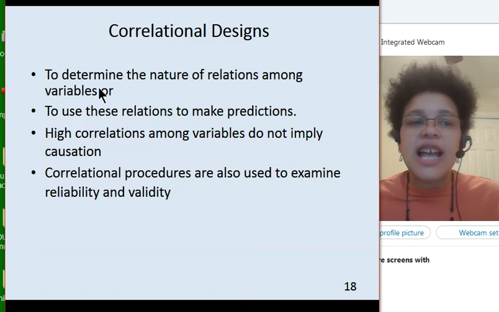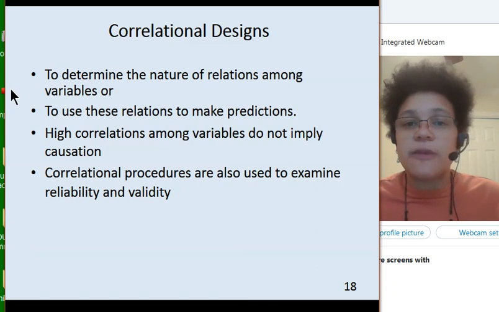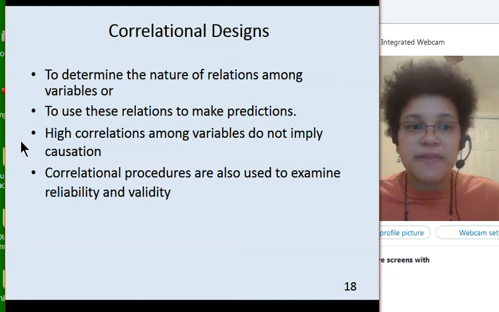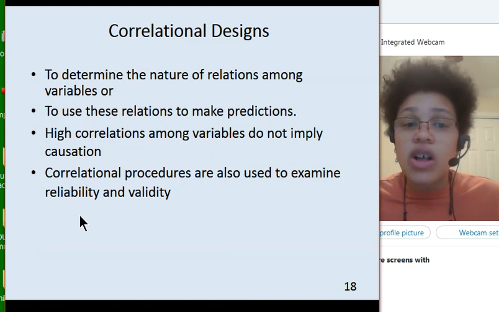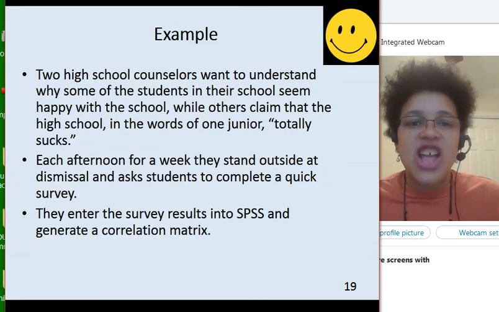For correlational design, we want to determine the nature of the relationship among the variables, or to use these variables to make predictions. High correlations among variables do not imply causation, just like height does not cause reading ability. And correlational procedures are also used to examine reliability and validity, which we're going to talk about more in a future lesson. So here's an example.